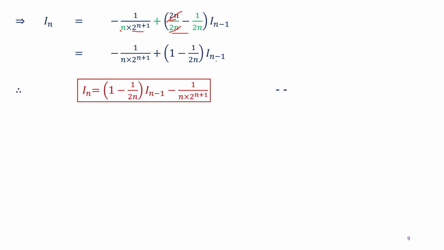This is our result. I_n is equal to (1 minus 1 upon 2n) times of I_(n minus 1) minus 1 upon n into 2 to the power (n plus 1). This is our first result, which we have to prove.